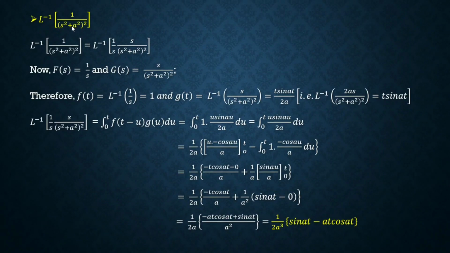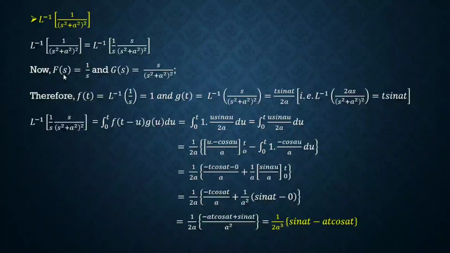Let's see how we can take the inverse Laplace transform of the function 1 by s square plus a square the whole square using convolution property. Laplace inverse of 1 by s square plus a square the whole square can be written as Laplace inverse of 1 by s into s by s square plus a square the whole square. That is just multiplying and dividing by s. It's effectively the same as 1 by s square plus a square the whole square. Now why we have made this change is that now it is possible to split the function into f of s and g of s. So that is why this rearrangement has been made.